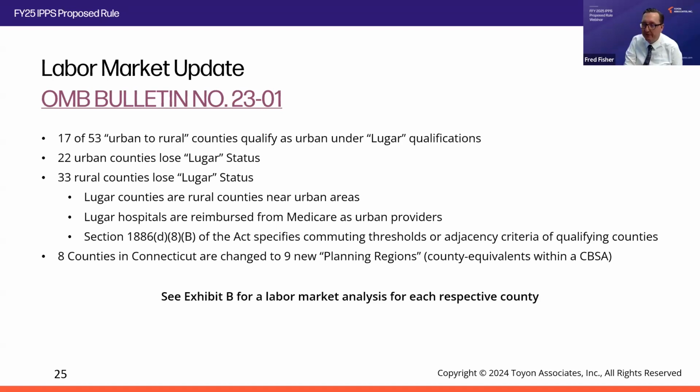Right, and I would just say for those curious what Lugar is, it is the German pistol as well, I think. It's also if you're in a rural area that's near an urban market, you're rural but you're urban. They kind of do an automatic reclass and give you that urban status. On a high level, that's what it is. And there are a number of counties that are losing their Lugar status, and there's 17, as you said, Ryan, that are now getting Lugar status.